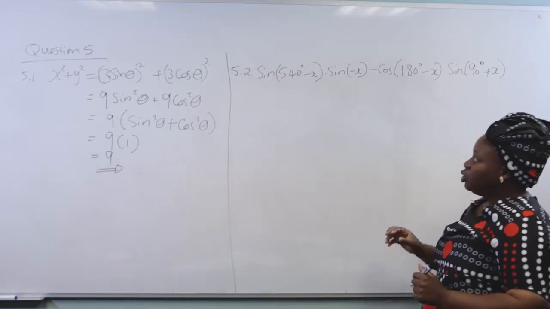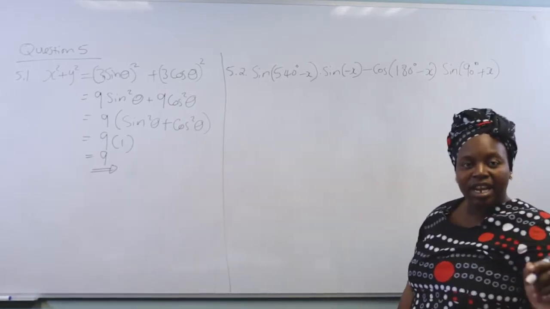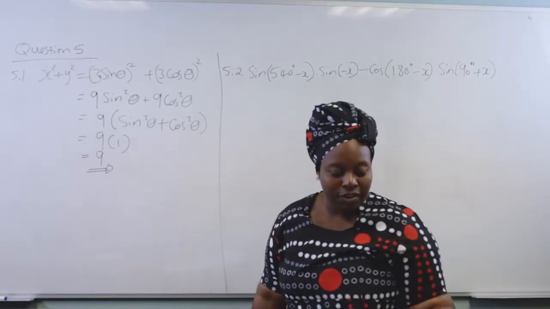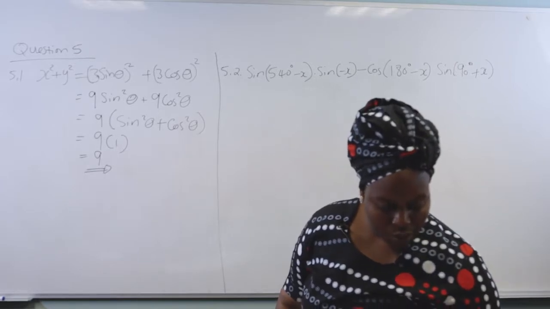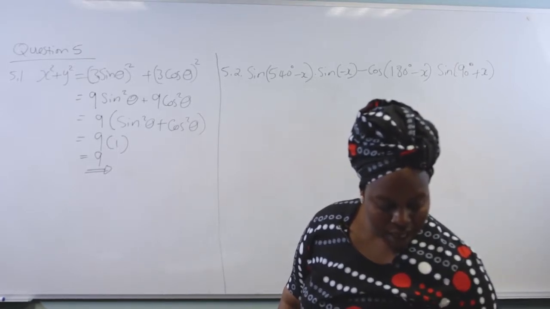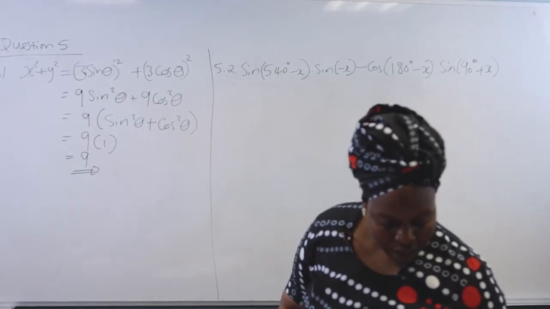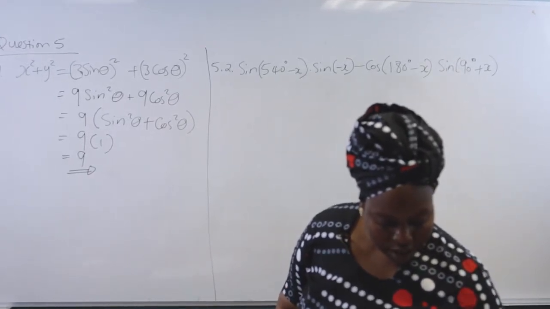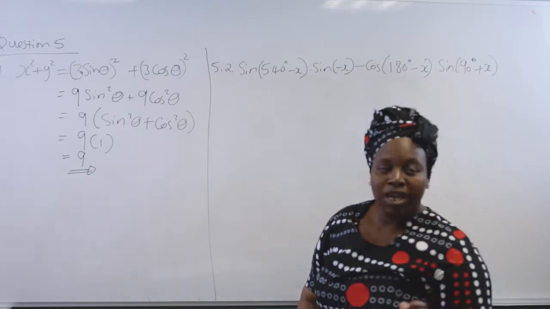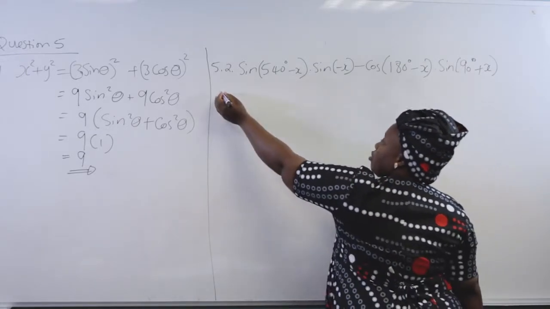So let's do this. To get 540, I guess we can say 360 plus 180 will get 540. You can quickly check that as well, that when we say 360 plus 180, we'll get 540. Let's double check. Yes, we are getting it. So what are we going to do here? We are going to split in that way.